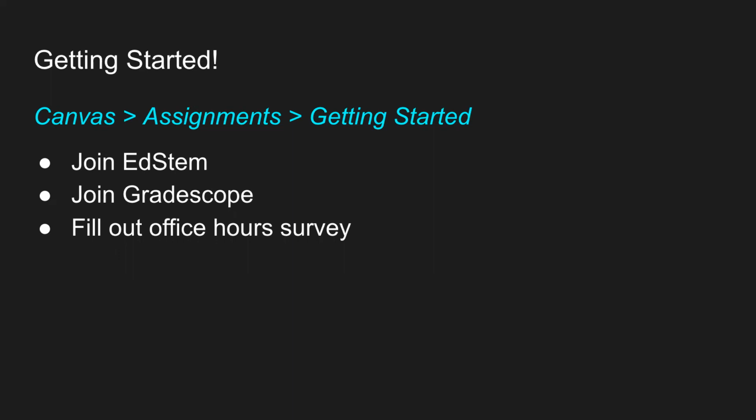Another thing you should be doing is joining the Gradescope for this class, and the instructions will also be in that Getting Started assignment. And fill out the office hours survey. This is a survey so I know what your weekly availability is. This will help the TAs know when to schedule office hours so that they can meet with you virtually, and it will also help me know when to schedule that virtual meeting on Zoom on Thursdays.